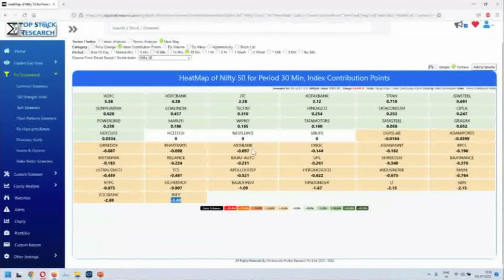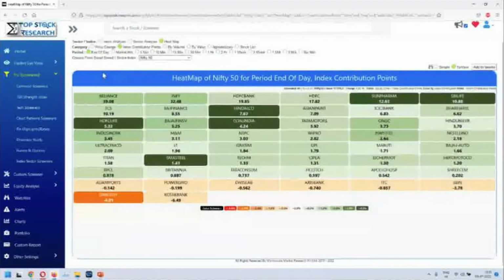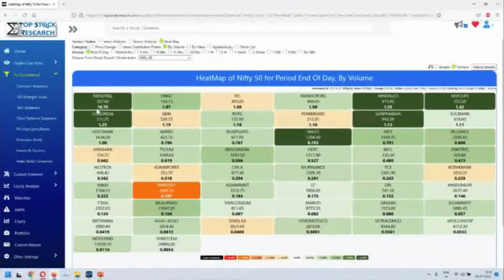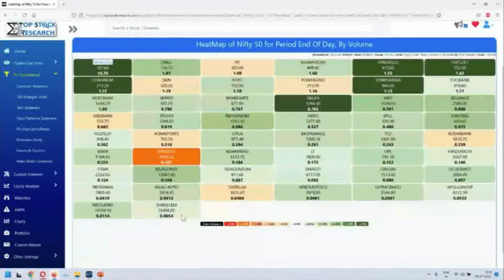Right? If you're looking at the daily frame, end of the day, the leader here is Reliance, and the laggard here is Kotak Bank. So this is another perspective of looking at this information. Where is the maximum volume? You can look at the volume. The volume was highest for Tata Steel. The worst was Shree Cement, much lower volume when it comes to that.